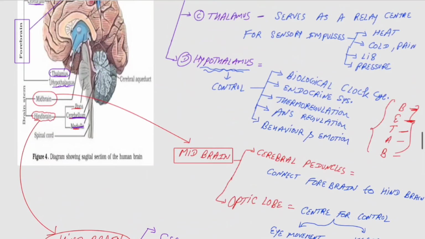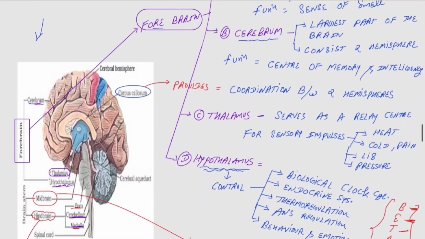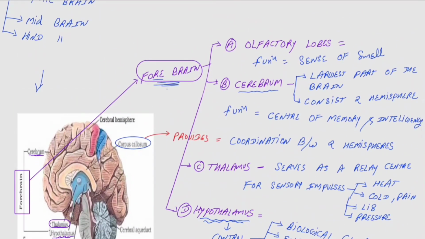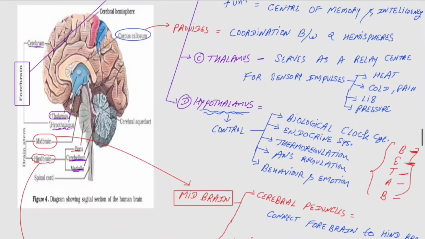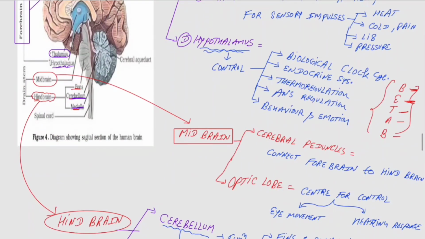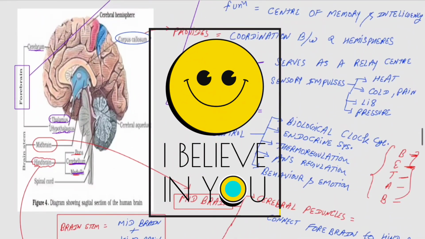Thinking process, sweating, sleep, pain, all are controlled by the forebrain, hypothalamus and thalamus. Now, the brain stem, the terminology. The brain stem is formed by the midbrain and hindbrain. That means midbrain plus hindbrain collectively are called the brain stem. Clear? This is all about the brain.